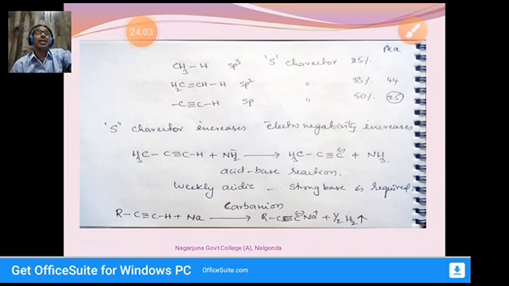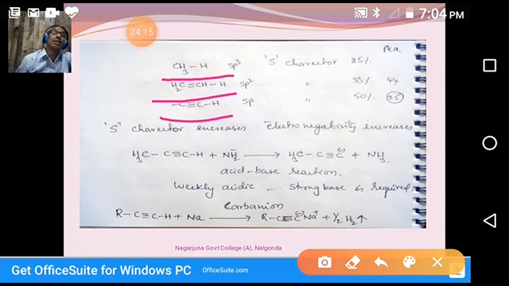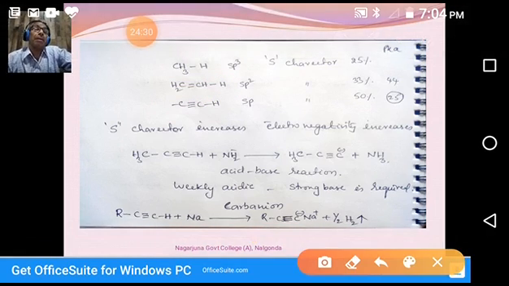Generally, see, hydrogen linked to an sp3 carbon, or hydrogen linked to an sp2 carbon, or hydrogen linked to an sp carbon. So why is hydrogen linked to an sp carbon showing acidity? This is explained in terms of s character. In an sp3 carbon, it shows 25% s character.